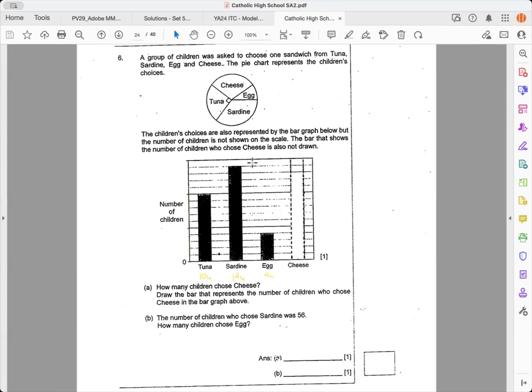So tuna, we know it's 90 degrees, right? So 90 degrees is 1/4.